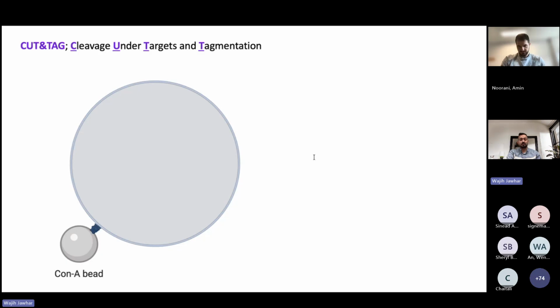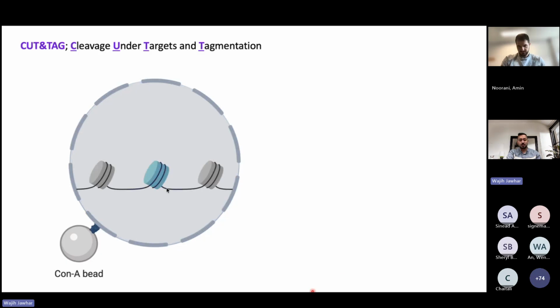So in this protocol, nuclei are most commonly used to avoid sharing of mitochondrial DNA. You don't want to include those in your experiment. So the nuclei are bound to ConA beads. The primary antibody is again added overnight. And then next day, a secondary antibody is added.